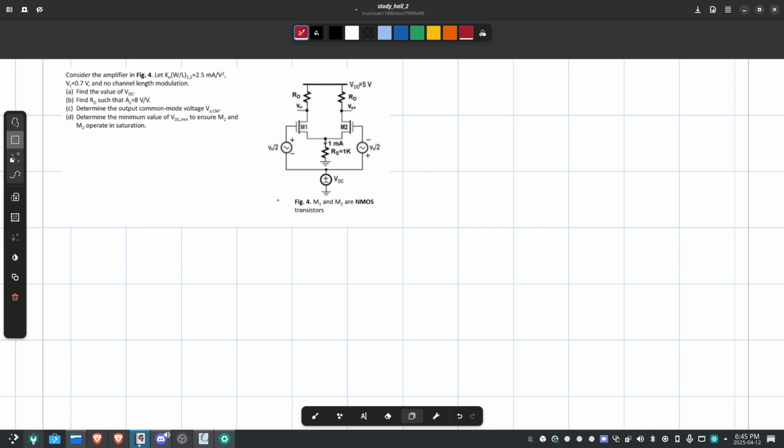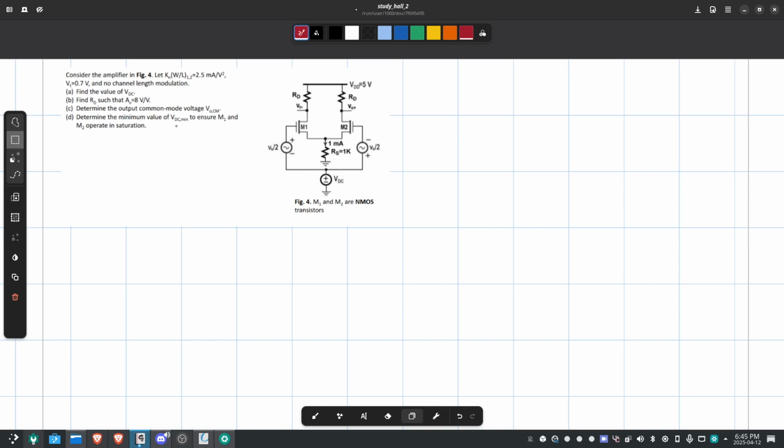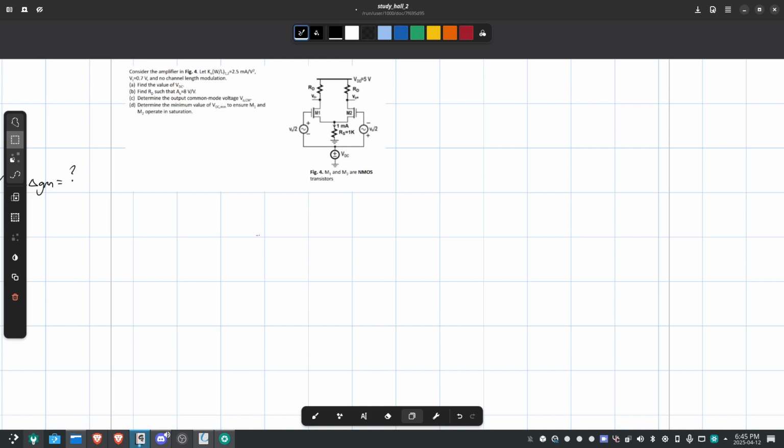Consider the amplifier in figure 4. Let Kn W over L be equal to 2.5 milliamps per volt squared. Vt is 0.7 and no channel length modulation. Find the value of VDC. Where is VDC? Oh, there it is. Find the value of VDC. I assume that's just to put it in saturation? Maybe I might figure it out if I just do it.